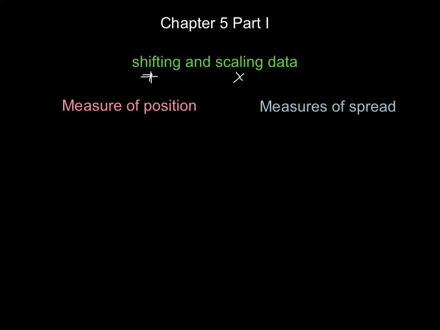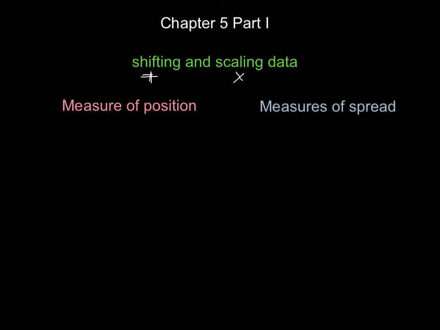But when I say dividing, I tend to think of dividing as multiplying by fractions, and I tend to think of subtracting as adding a negative. So we're just talking about adding and multiplying. Well, we need to think about our measures of position and measures of spread. And what am I talking about? Well, let's get a list going here.